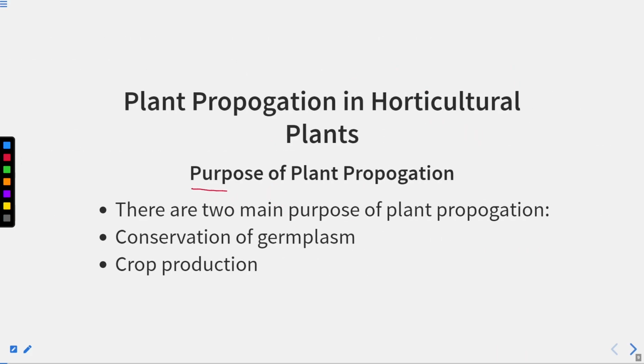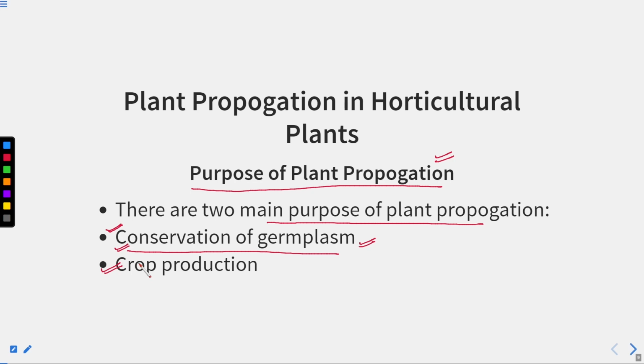Okay, so the purpose of plant propagation, very important. Why are we doing this plant propagation? There are two main purposes of plant propagation. Conservation of germplasm. There are so many types of plants that have lost the capacity to develop plants with the help of seeds. So now with the help of the vegetative method, the asexual method, we can increase the number of plants. In that way we are conserving the germplasm of that particular plant.